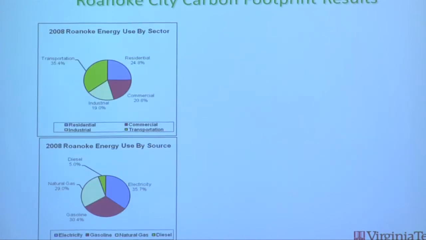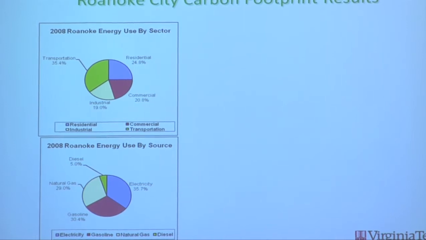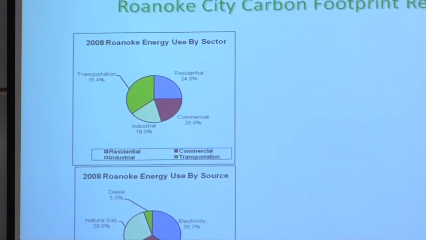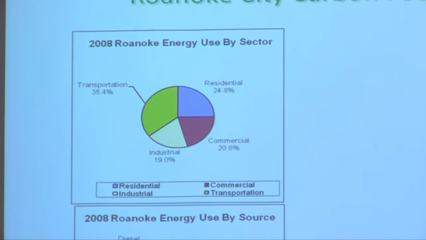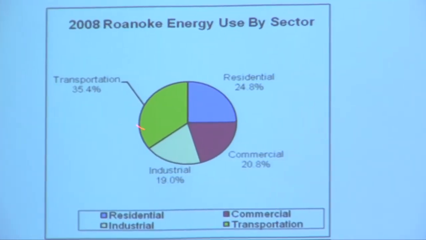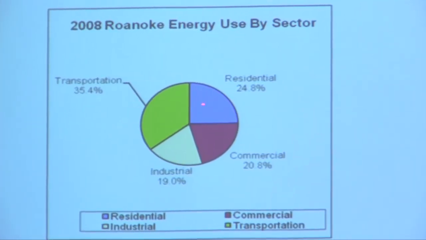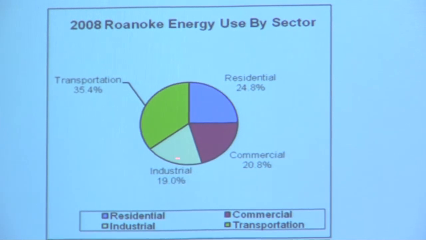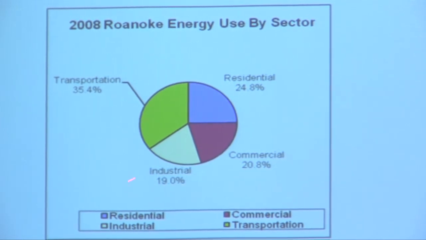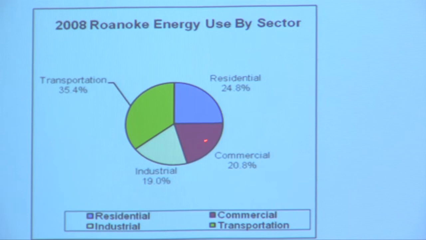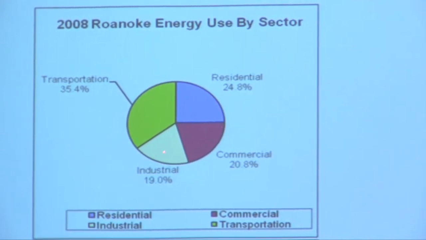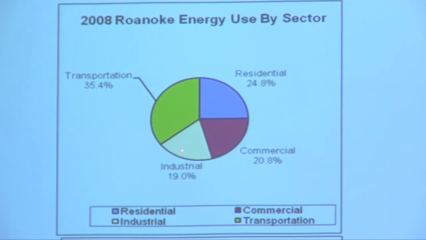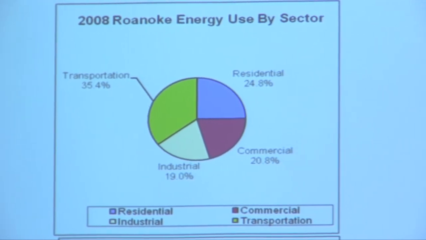So here's the results. This is 2008. 2009 and 10 don't look that much different. I had better graphs for these. This is energy use. So a third of the energy in the city is transportation, and about 20% each for residential, commercial, and industrial. So this is your house or apartment. This is a small business or a grocery store. This is Coca-Cola, Roanoke Steel, Norfolk Southern, the big industries.